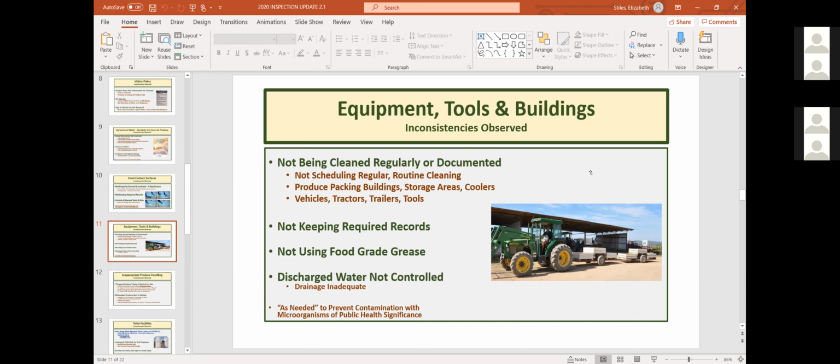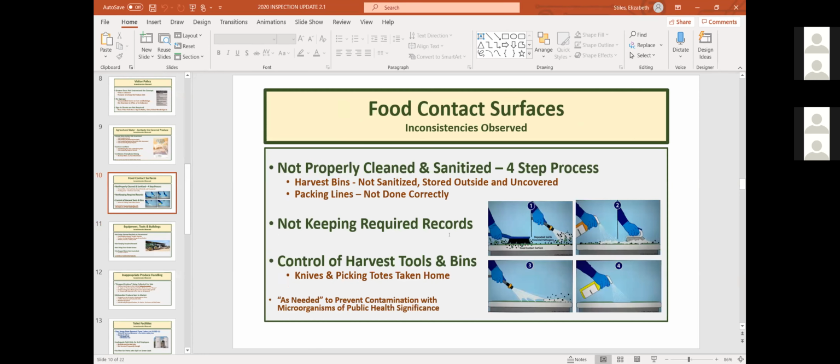We talk about cleaning and sanitizing. Wait, I think I skipped a slide. Hold on. So food contact surfaces, let me back up. These need to be cleaned and sanitized. You have to remember it's a 4-step process. The first step, you're removing any obvious debris. The second, applying a food grade detergent and scrubbing. The third, rinsing with water. And the fourth, applying a sanitizer and letting it dry. For all of your food contact surfaces. That includes your packing lines, of course, your harvest bins, your harvest knives, any food contact surfaces at all. You do have to keep records of this.